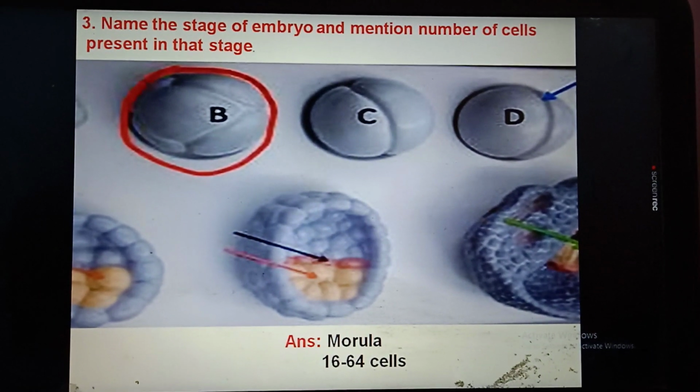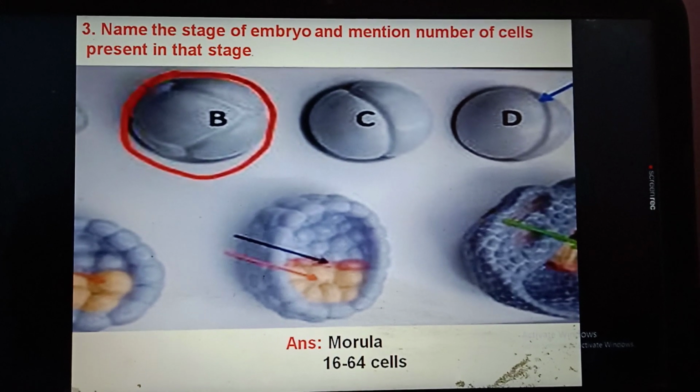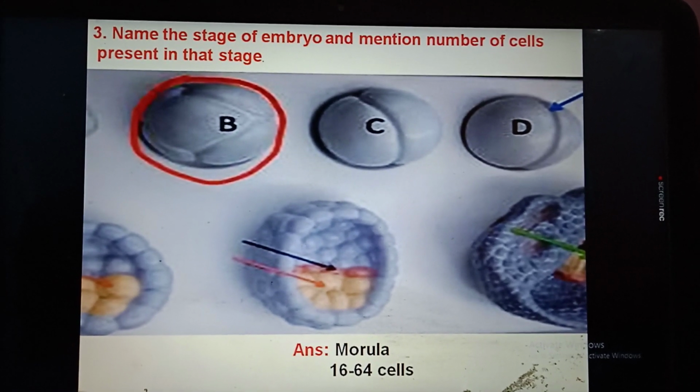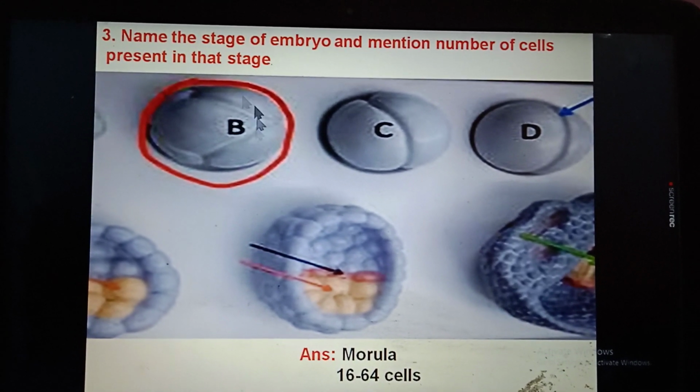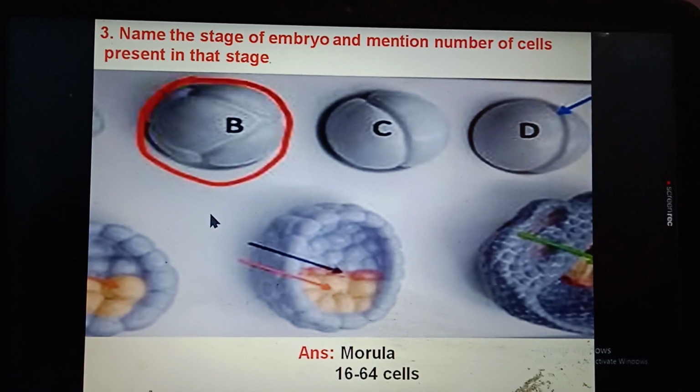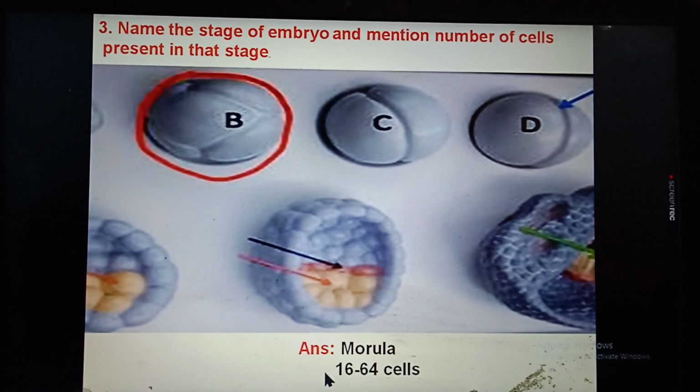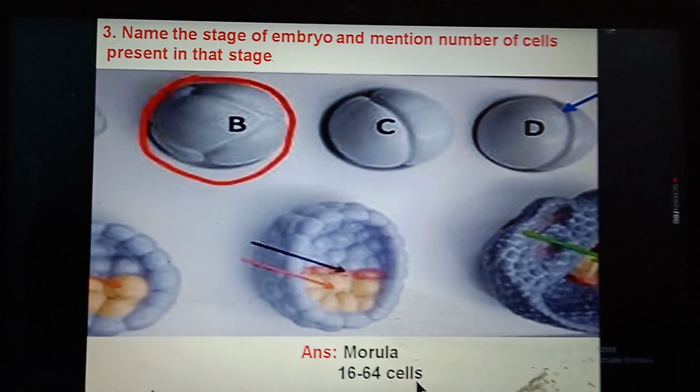Name the stage of embryo and mention the number of cells present in that stage. This is morula, and the cell number varies from 16 to 64 cells.